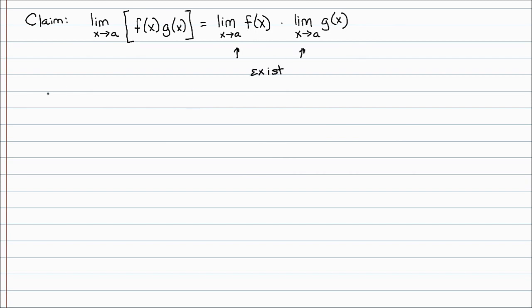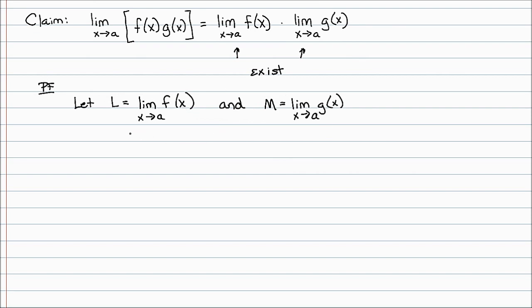Before I start, or maybe as I start the proof, we're going to let, since we know these limits exist, L equal the limit as x approaches a of f of x, and M equal the limit as x approaches a of g of x. Mainly because we know these limits exist, so we'll pretend they're equal to some numbers L and M.